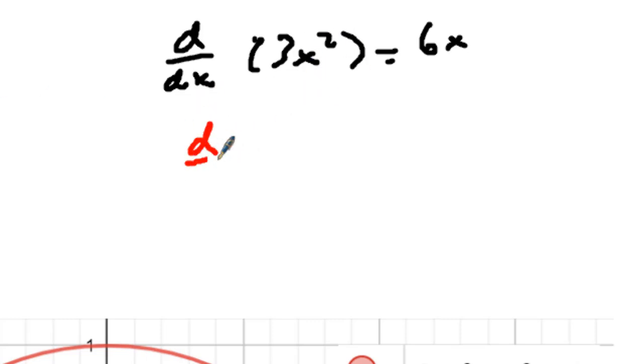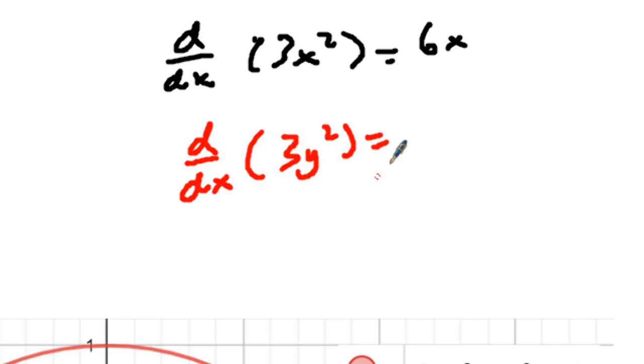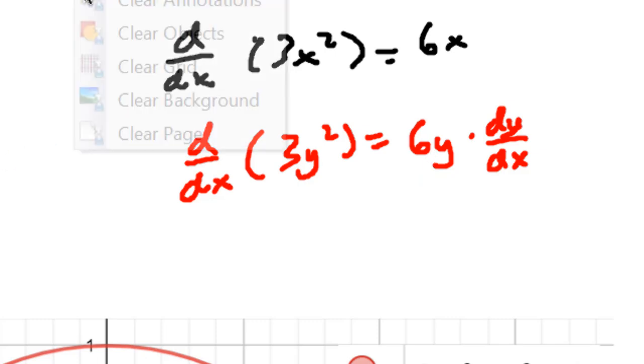So what would happen if we did d over dx of something like 3y squared? Well, we would take the derivative of 3y squared, which would be 6y to the first power. But then, using the chain rule, it would be times dy dx, which means we can't just cancel this out because we're differentiating with respect to a different value. We're differentiating the y with respect to the x. And so that is where we come with implicit differentiation.